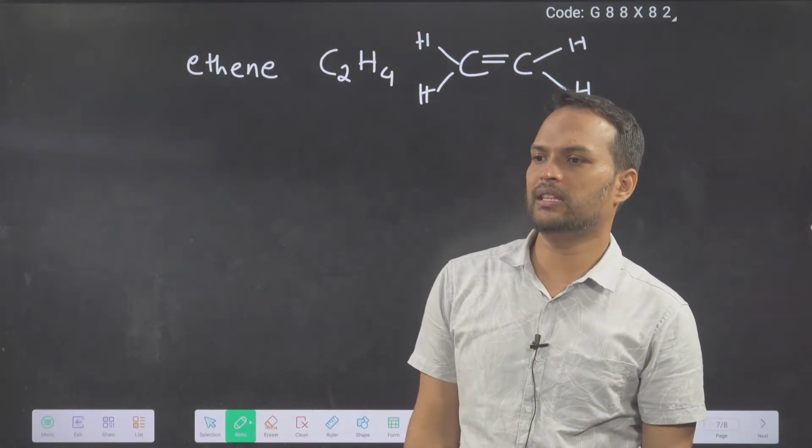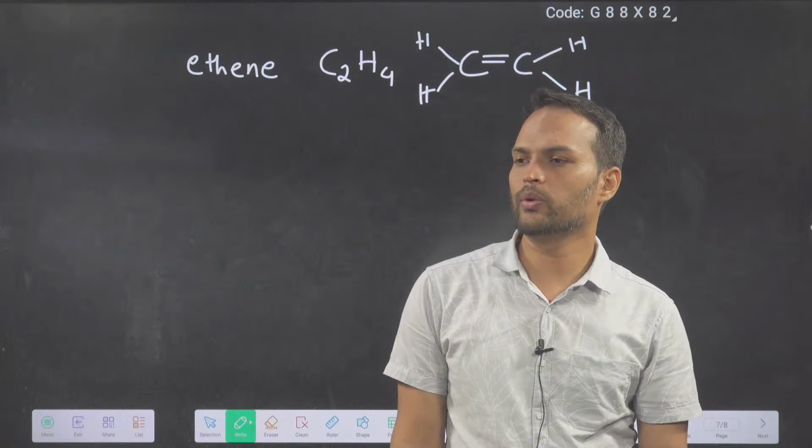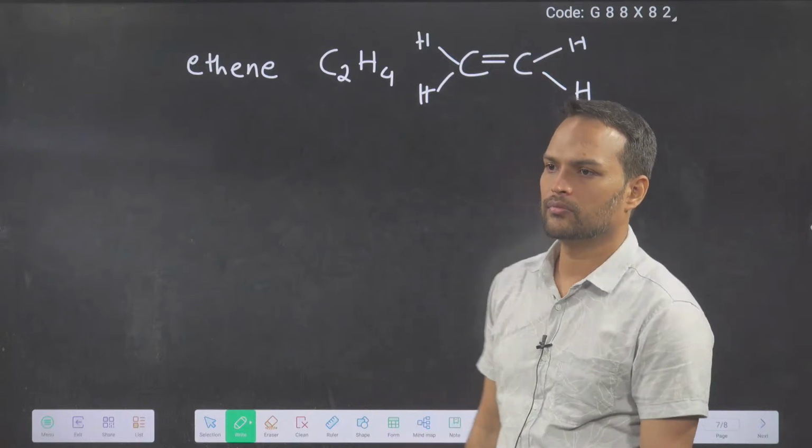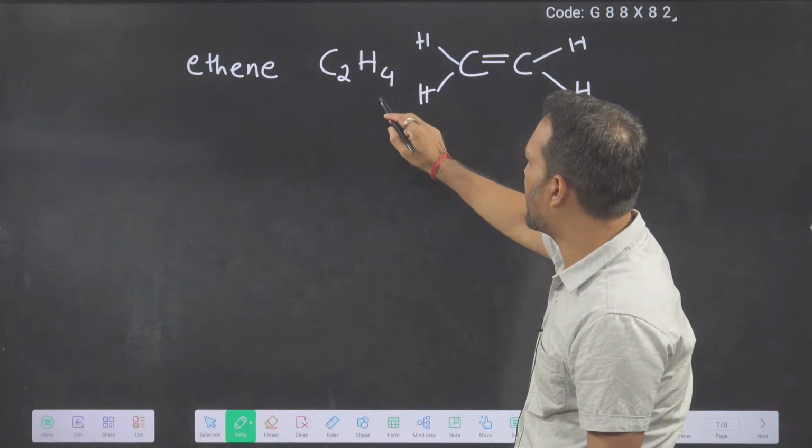C2H6 is ethane. C2H2 is ethyne. Ethene is C2H4, the alkene formula.